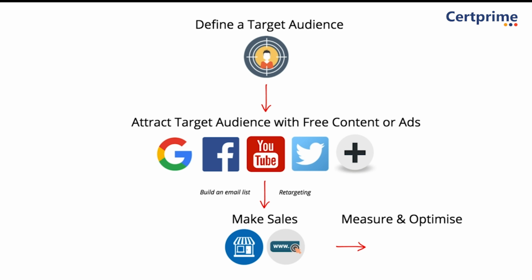Now, the final step in the process is really to measure and optimize, and you can do this for free with Google Analytics. And really, this is just to make the whole process better and better. So if you know that a lot of people are coming to your site from YouTube and they're buying stuff, well, you can see that in Google Analytics, and then you can put more free content or ads on that channel to really drive more sales. But it's so important that you're measuring what you're doing, because that's the only way that you know what's working, so that you can do more of it.